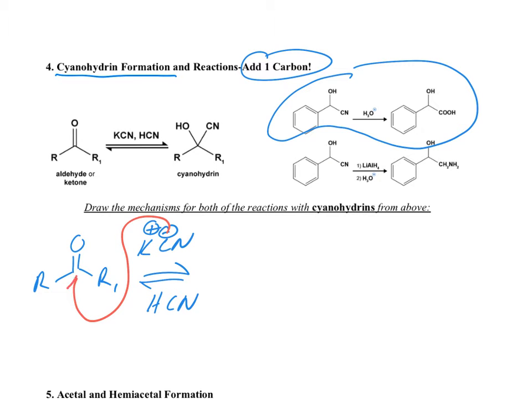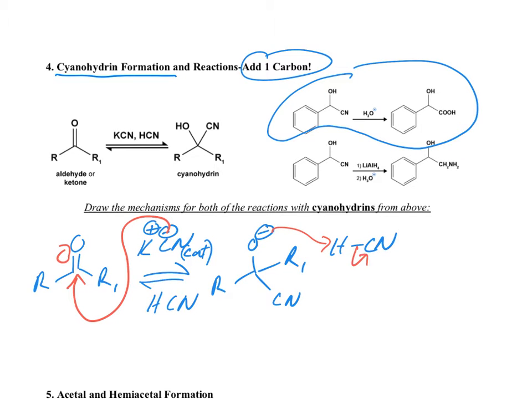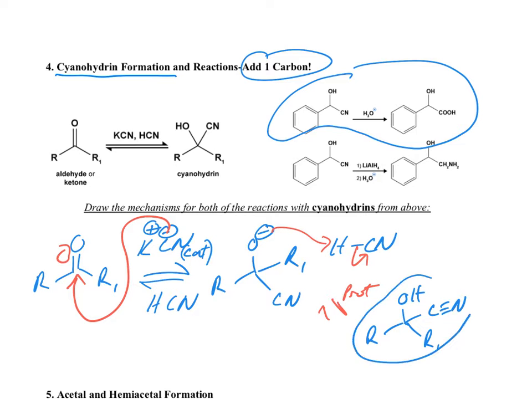So the first step is going to be adding in. Make a tetrahedral intermediate. And at this point, this CN is actually a catalyst. The cyanide is actually a catalyst. And you regenerate that by deprotonating the hydrogen cyanide. Right? So a protonation, like we always see at the second step for these. And we've made what they call a cyanohydrin. So that's what this is. This is a cyanohydrin.